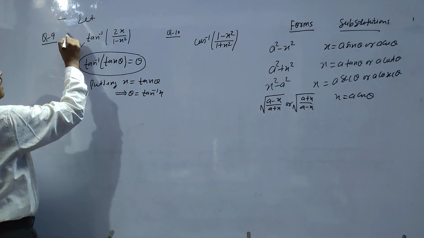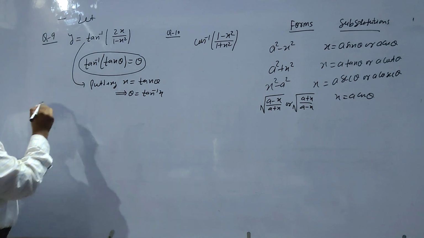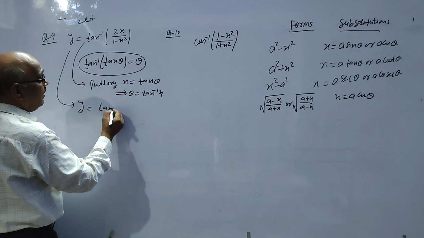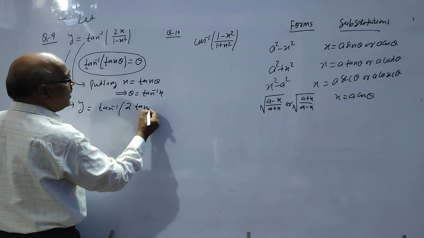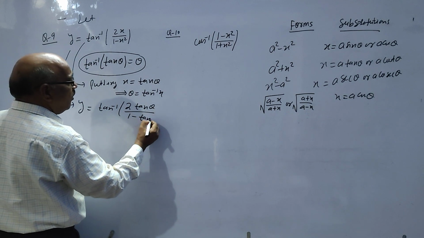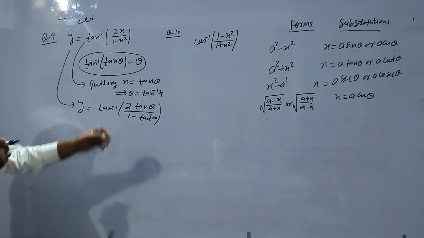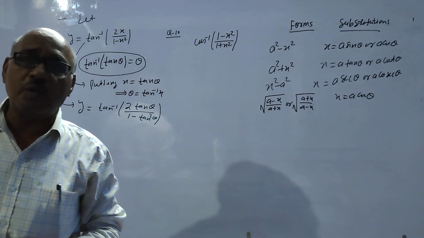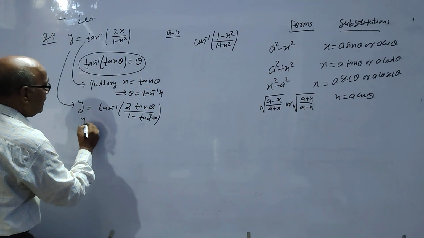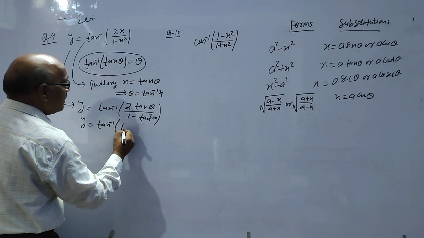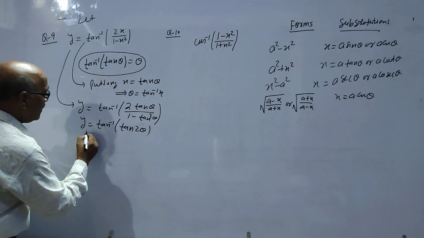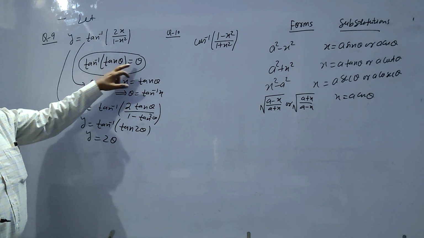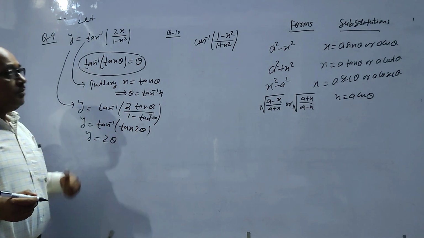First suppose let y is equal to this much. So y is equal to tan inverse of 2 tan theta upon 1 minus tan square theta. What I have done is, in place of x, I am substituting tan theta, and you know the formula 2 tan theta upon 1 minus tan square theta is equal to tan 2 theta. So y is equal to tan inverse tan 2 theta, and therefore y is equal to 2 theta. How is it 2 theta? You know tan inverse tan theta is equal to theta, so tan inverse tan 2 theta will be equal to 2 theta.